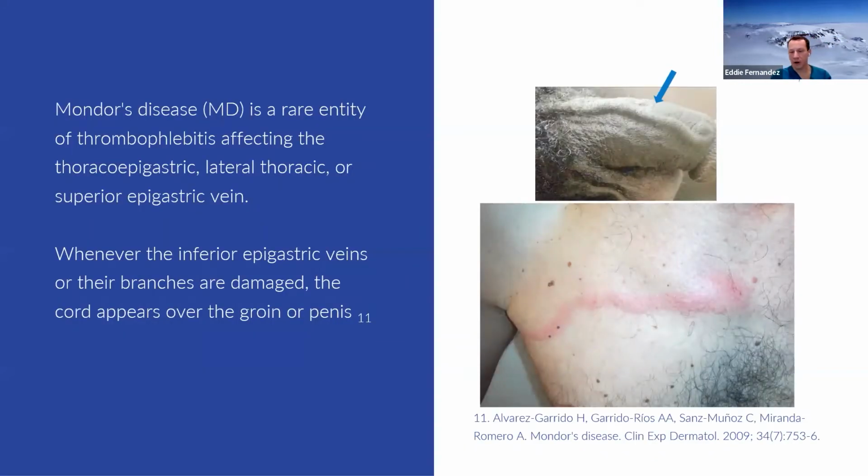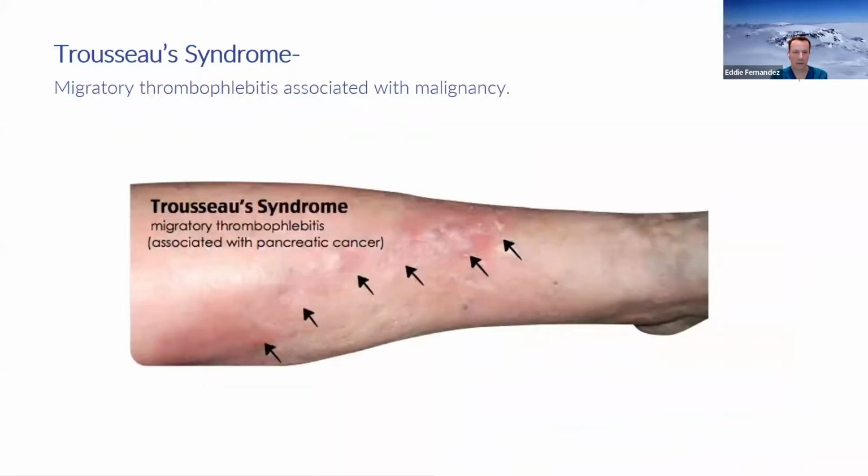Unusual presentations are that of Mondor's disease. This is a rare entity of thrombophlebitis affecting the thoracoepigastric, lateral thoracic, or superior epigastric vein, and that presents with the chest area as seen in the lower picture. And when the inferior epigastric vein and its branches are damaged, it can appear over the groin or the dorsum of the penis. So these are pretty clear. You should just put this in the back of your head as Mondor's disease. This can come up at any time in a test or quiz.